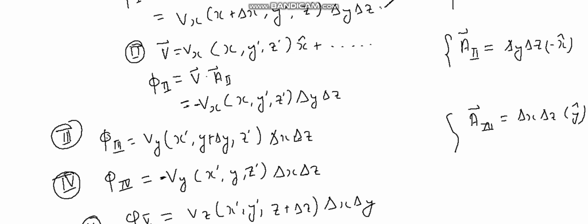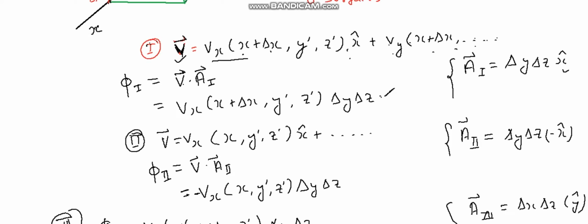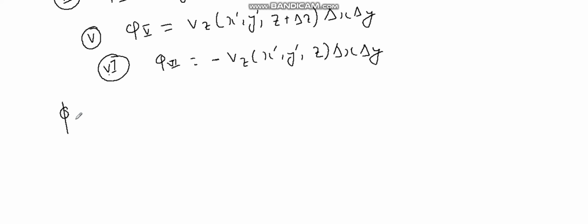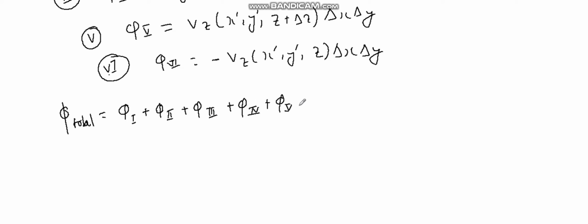Okay, welcome again. Now we will add all those fluxes. So the total flux is going to be equal to phi 1 plus phi 2 plus phi 3 plus phi 4 plus phi 5 plus phi 6.